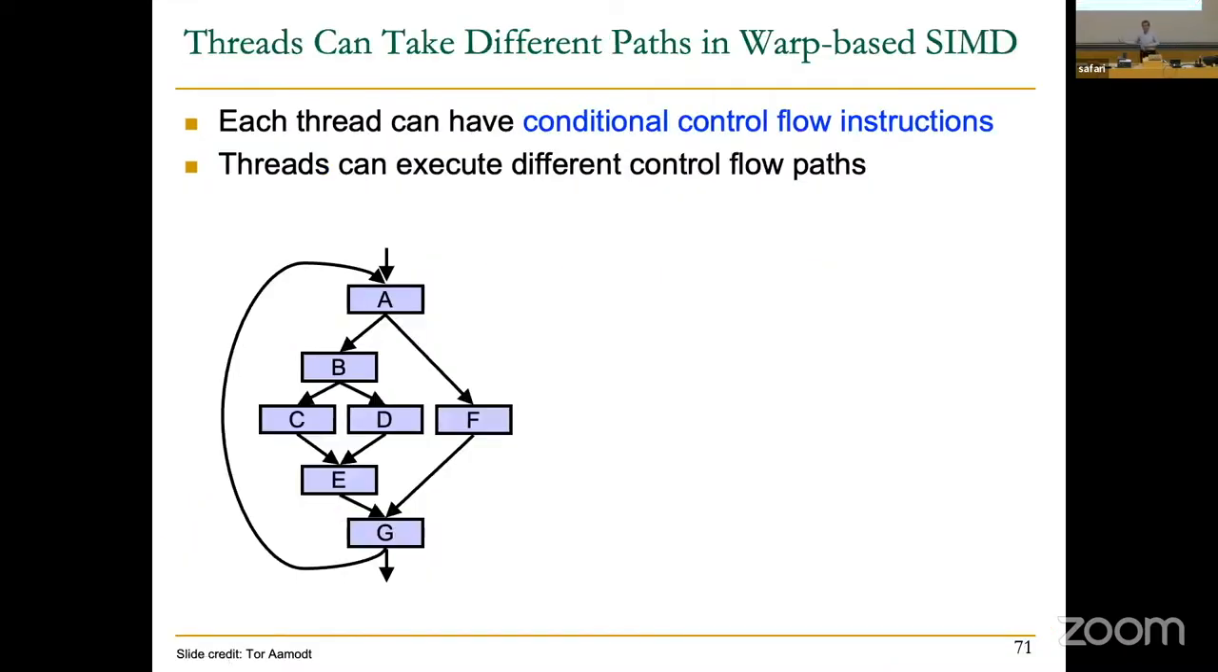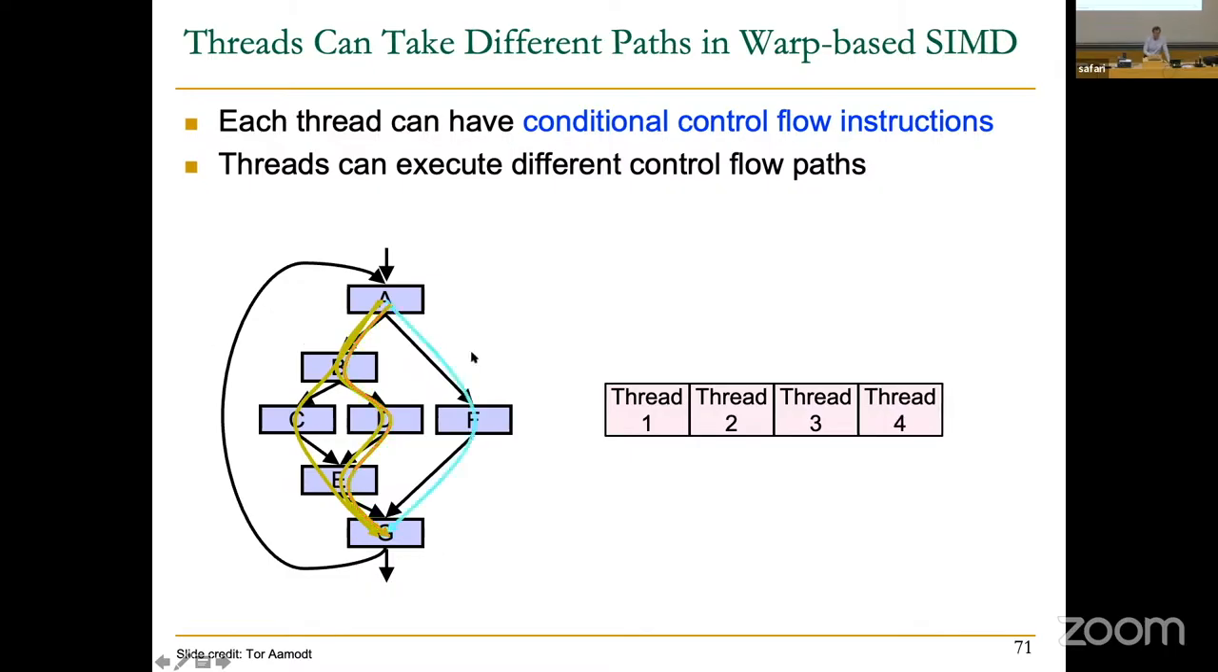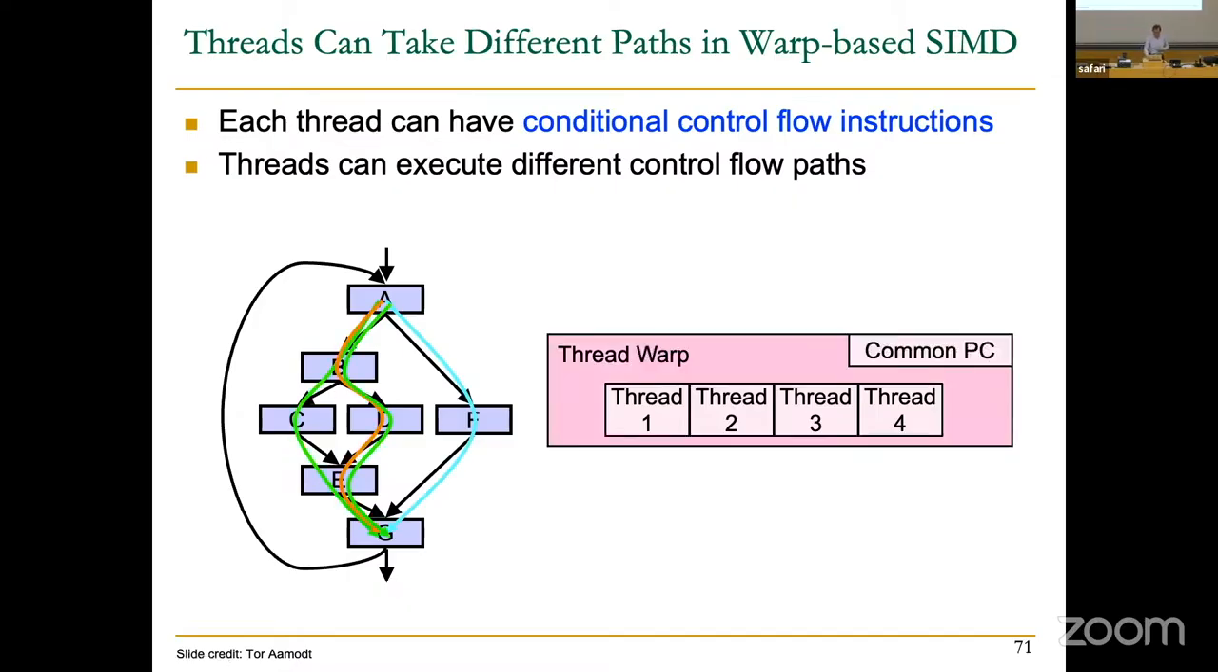Now, a more complicated example. Each thread can have conditional control flow instructions, as I foreshadowed. Threads can execute different control flow paths. So this is our complicated code. Each thread has this code, so the programming model is still SPMD. Each thread is doing the same thing, except on different data elements. So thread 1 may happen to take this path, right, in this code. Thread 2 may happen to take this path. Thread 3 may happen to take some other path. And thread 4 may happen to take a completely different path. You group them together. Initially, they're all executing A. Initially, they have a common PC. So how do they execute over here?